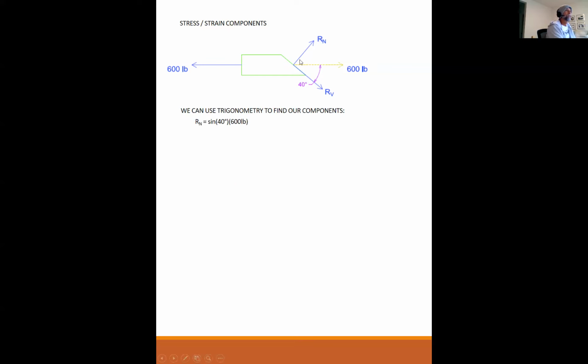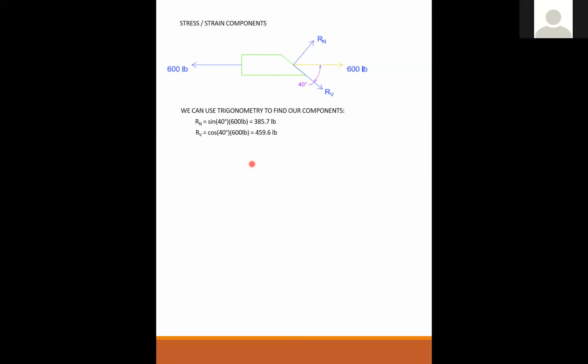Now we can use trigonometry to find our components. So the normal is going to be sine of 40 degrees of the 600 pounds. And if you kind of transpose the normal over here, this is your angle. So sine is opposite over hypotenuse. So that's how I got sine. And sine of 40 of 600 pounds is 385.7 pounds. The shear is the adjacent over hypotenuse. That's cosine. So cosine 40, 600 pounds is 459.6 pounds. Okay, does it make sense, everybody?